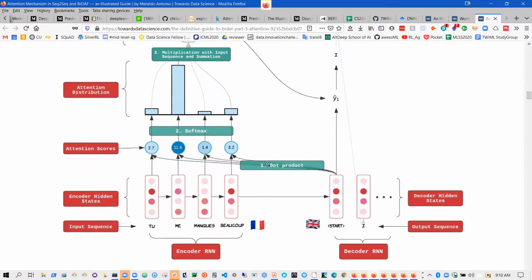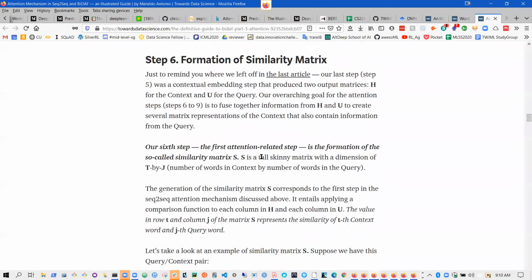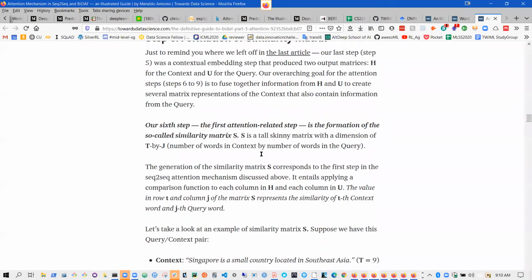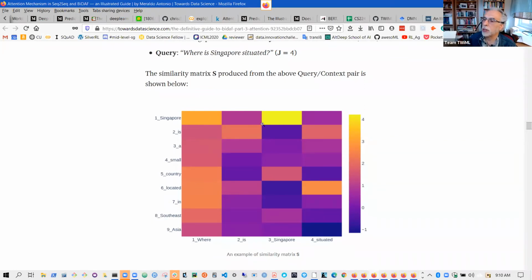This is just the general concept. Actually, if you go down, it shows how each of the 2 are, and this is the formation of the similarity matrix that Gautam was asking about, and then he kind of takes an example and shows you how. So this is what the similarity matrix would look like in this simple case. Here's the sentence. In this case, the context, the passage is just one sentence, and the question is another sentence.